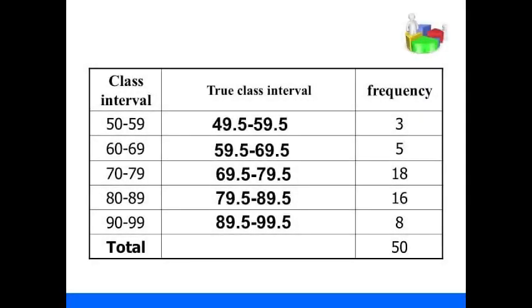Now, what exactly are the true or actual class methods? True or actual class method is when it extends from, let's say, 0.5 units below to 0.5 units above the face value of the score. So the actual class limit was 50 to 59. What we actually do is take the midpoint of that class interval. So it is 49.5 to 59.5. Let's say for the 80 to 89 class interval, it will be 79.5 to 89.5, right? So this is what we do in the true class interval. We take a midpoint.